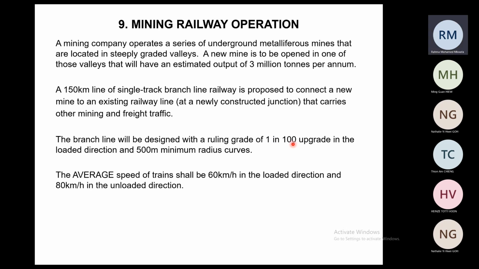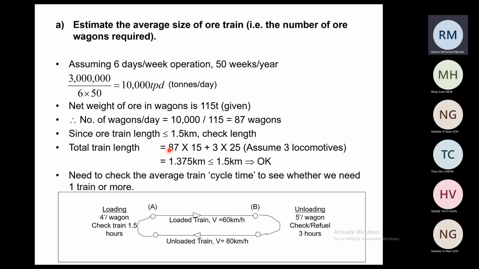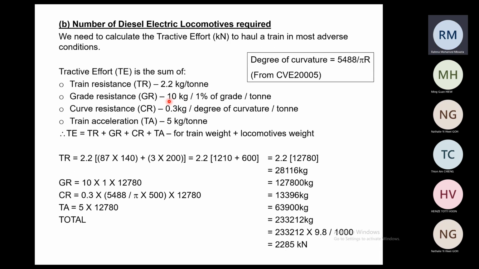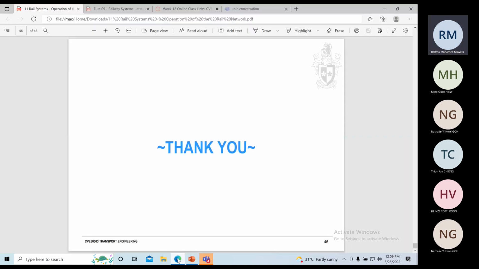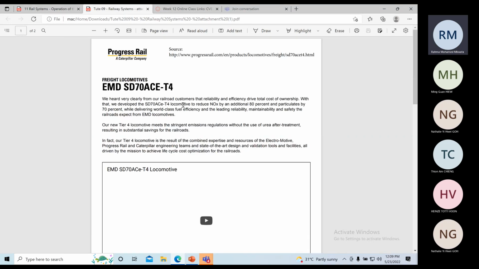So if your ruling grade is too steep, your train will face some difficulty in climbing up. And your minimum radius is given as 500 meters. Now, where do we get this kind of information from? Go to the PDF file. Together with the tutorial, there was another PDF file that was given, this one.